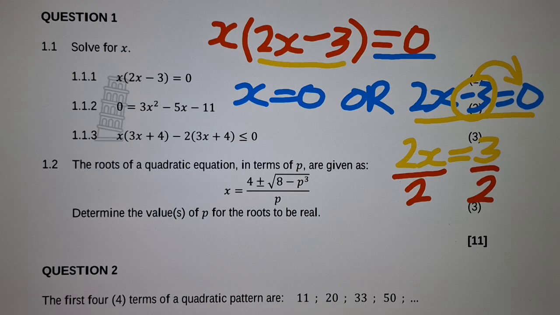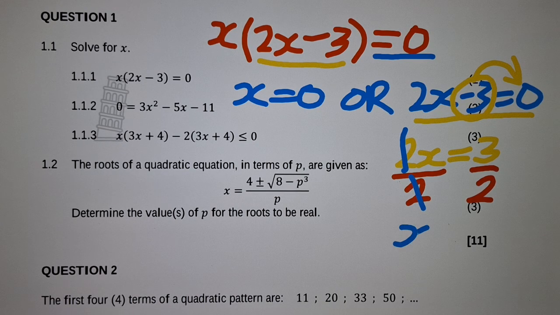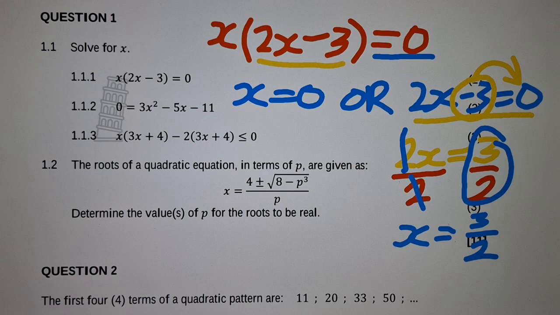When you divide like this, the 2 in front of x and this 2 cancel each other, and you're left with x. So x is equal to 3 over 2. You write it down like this, 3 over 2. So this is the first one; you just do it like this. From here, you are done. It's very simple. Okay, then I think we are done with the first one.